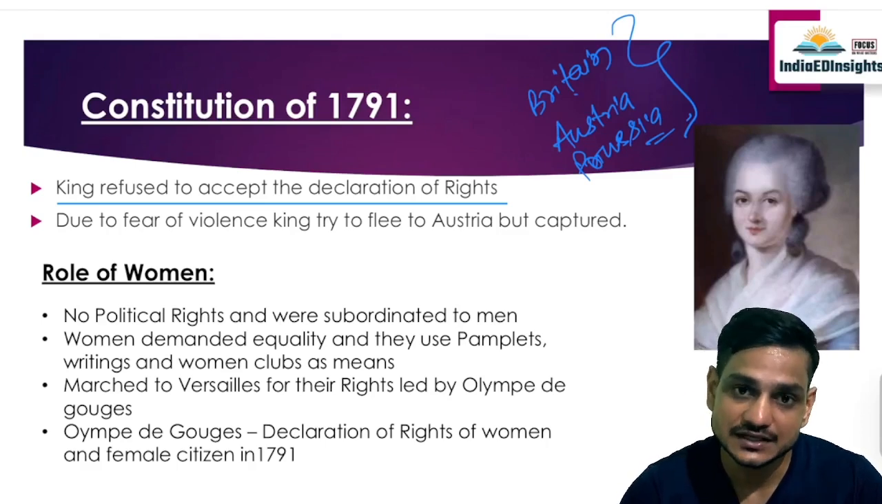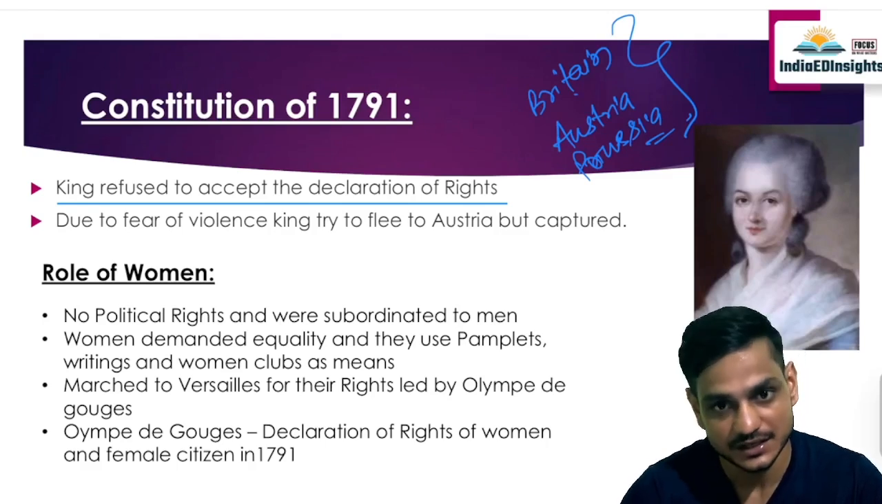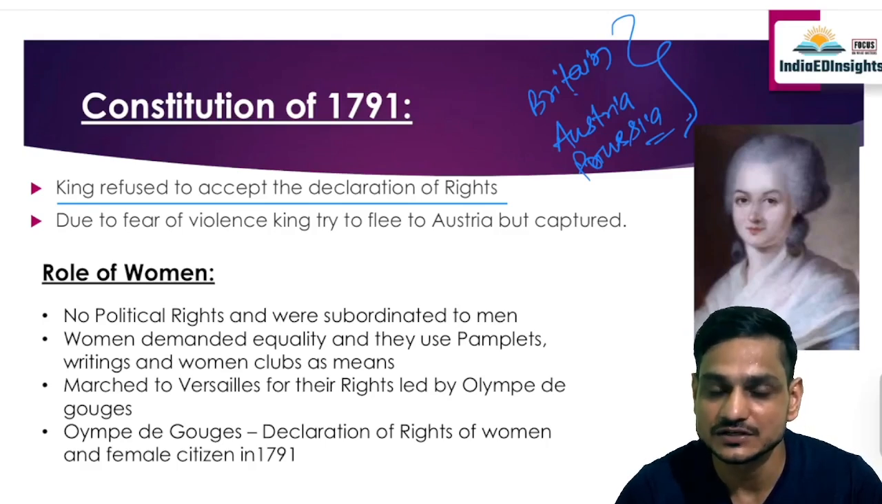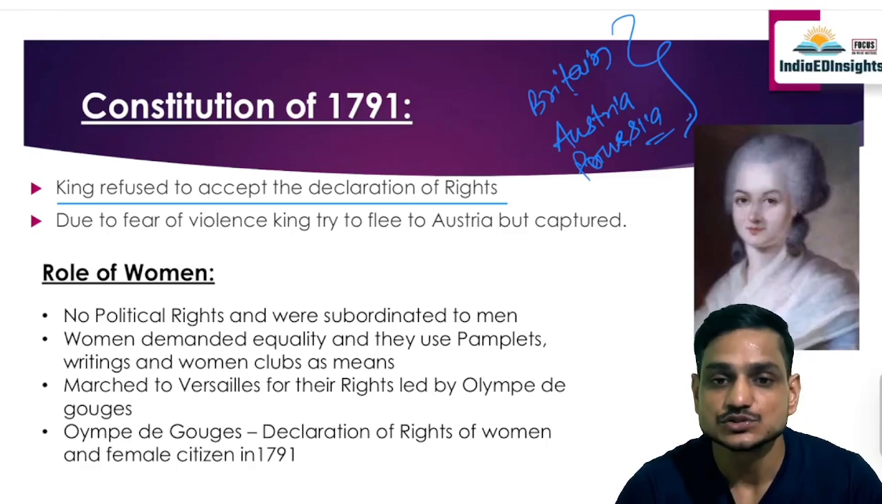And when the king was trying to flee from France toward Austria, then people got to know and captured the king. When the king tried to flee from France, the people captured the king. Clear? So this was till 1791.